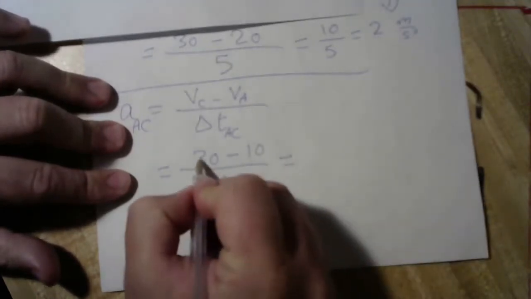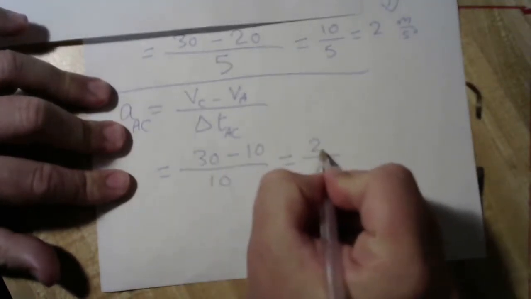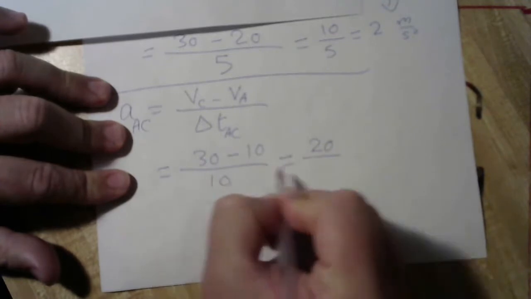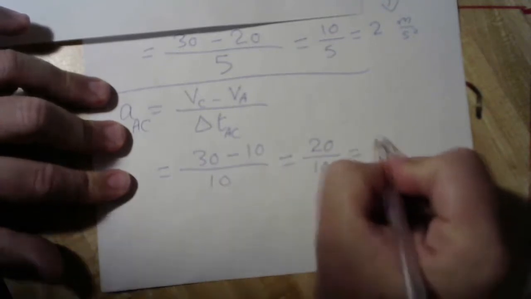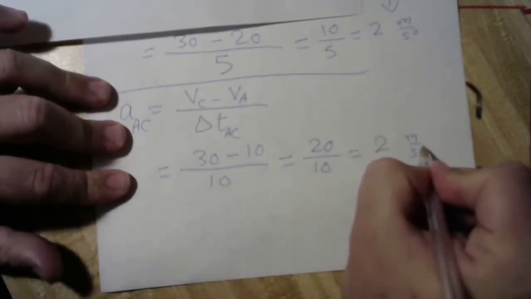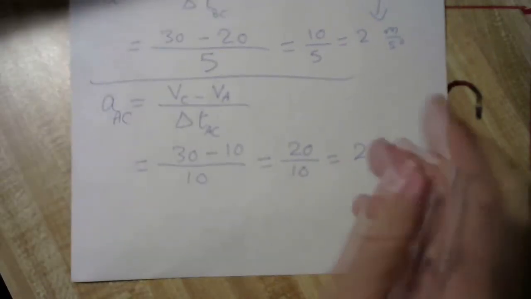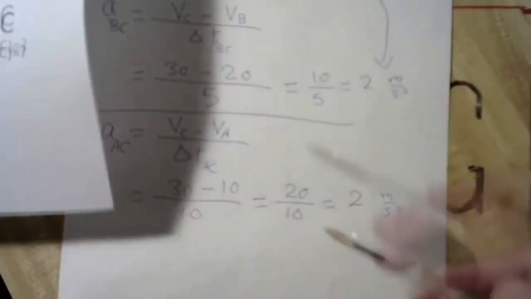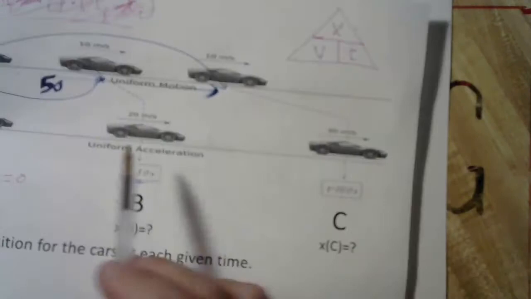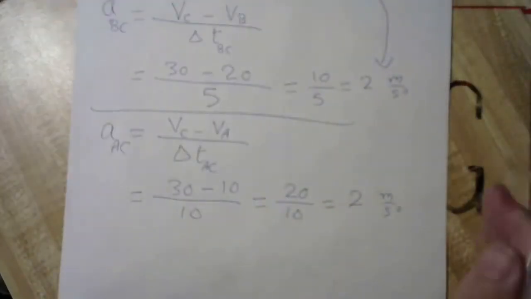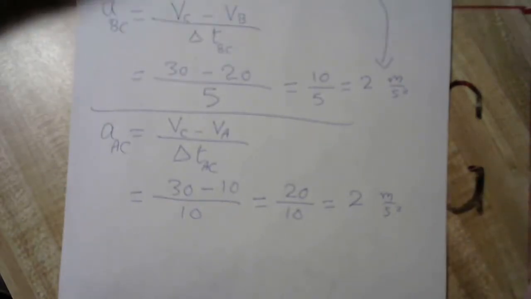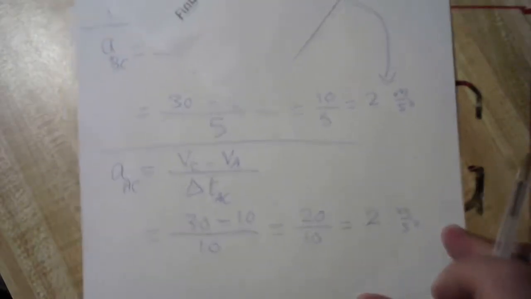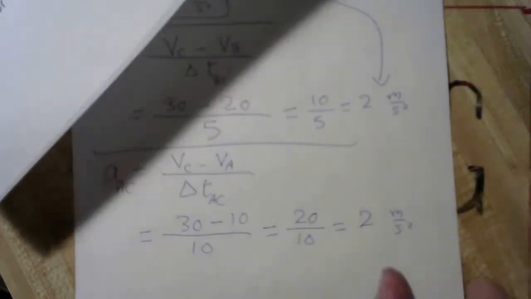Okay, that change in velocity is 20 and the time is 10, and this is equal to 2 meters per second squared. Now we compute the acceleration three times during this track, and the acceleration is the same and in the same direction. We see that the direction is the positive x direction. In this case, we can call this a uniform acceleration or constant acceleration.